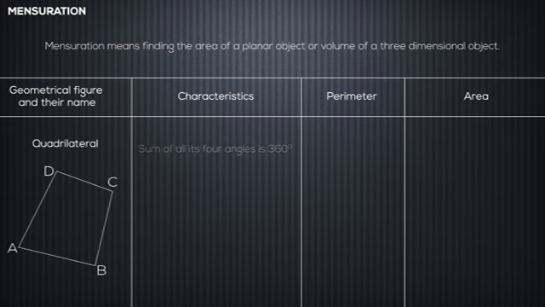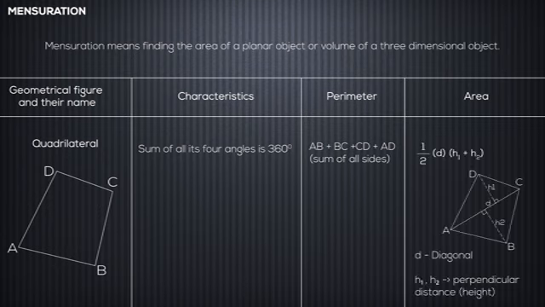Quadrilateral. In a quadrilateral, the sum of all four angles is 360 degrees. The perimeter of a quadrilateral also is given by the sum of all its sides. And the area is given by the formula shown on the screen.